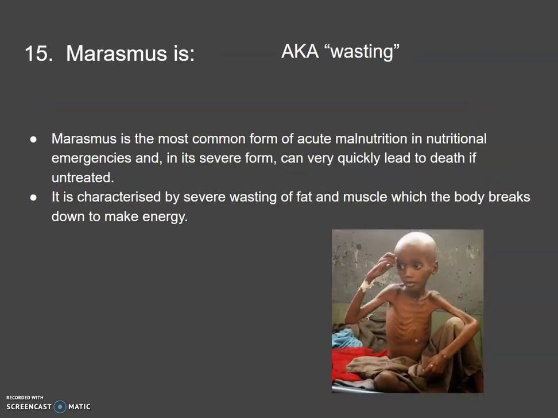This is different from marasmus, which is the most common form of acute malnutrition and can very quickly lead to death. It's characterized by a severe wasting of fat and muscle in which the body breaks it down to make energy. So that's just acute overall malnutrition.